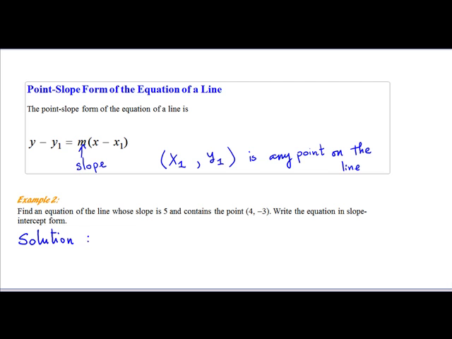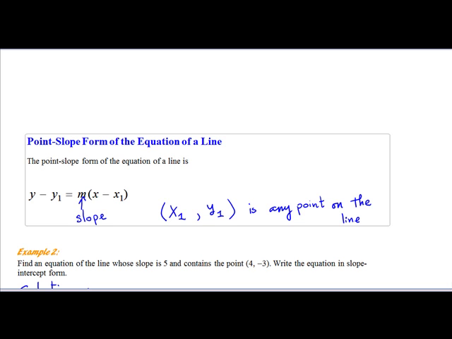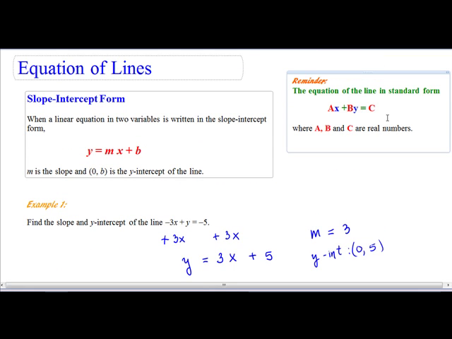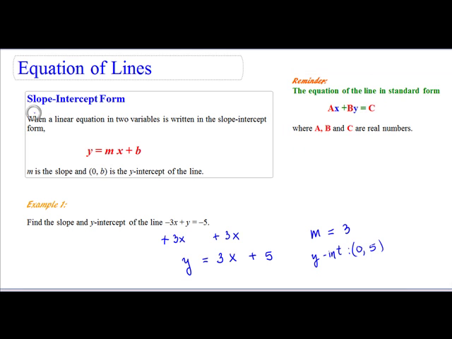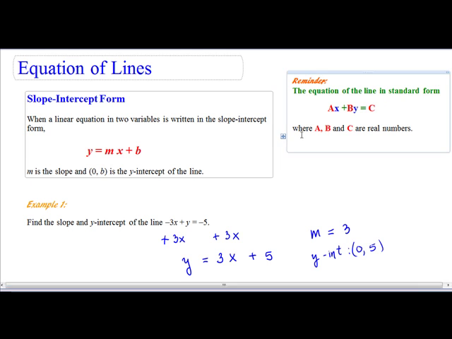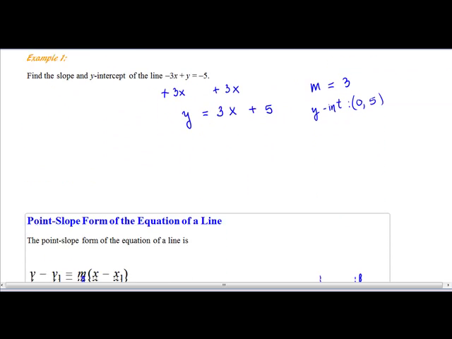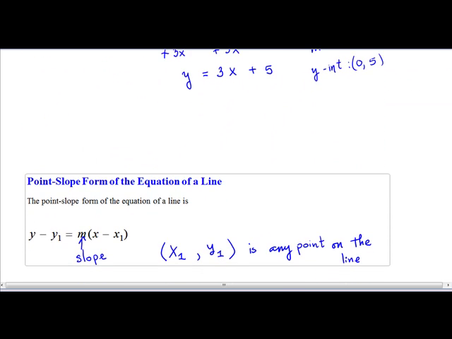Before I solve this problem, I want you to be aware that there are 3 ways to write the equation of the line. The first way is called the standard form. The second way is called slope-intercept form. And the third way is called point-slope form. Now, for the point-slope form and the slope-intercept form, to write the equation, you need a point and a slope. That's all you have to do to write the equation of the line. You need a point and a slope. Okay?